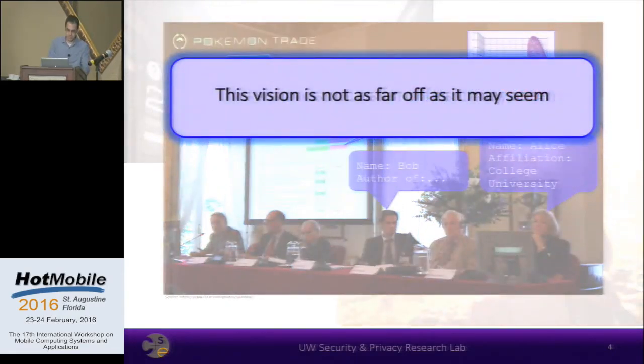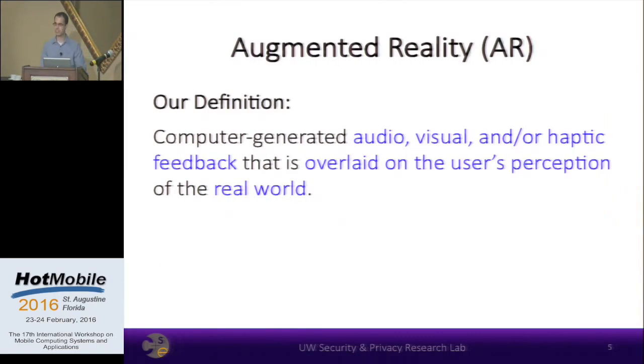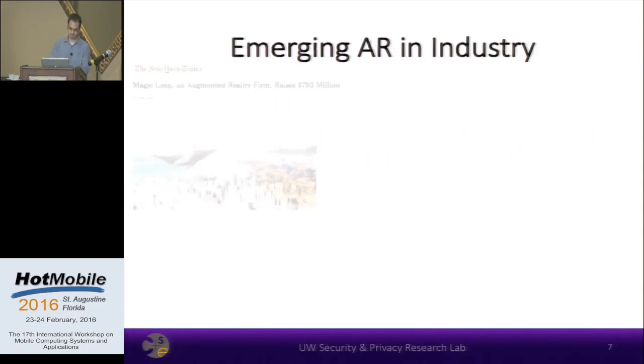While these scenarios may seem like science fiction, they are in fact not as far off as you might think. We're starting to see this vision manifest in the form of augmented reality technologies, or AR for short. We define AR to be any computer-generated sensory feedback that is overlaid on a user's perception of the real world, often in real time. This feedback could take many forms, including audio, visual, or haptic. However, we'll be focusing on visual feedback throughout this talk.